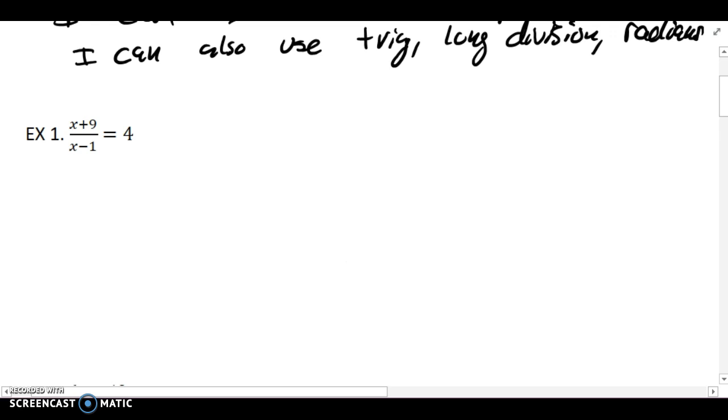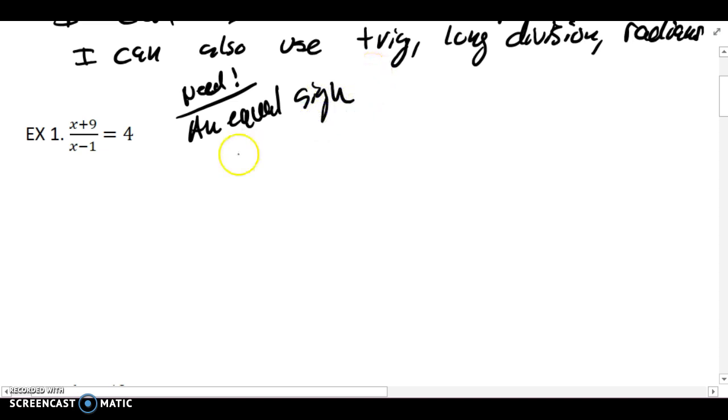So when we have a fraction and a number, in order to cross multiply, we need two things. Just make sure everyone understands. You need an equal sign. That's one thing we need, and we need two fractions. Okay. So in order to cross multiply, we need an equal sign and two fractions.